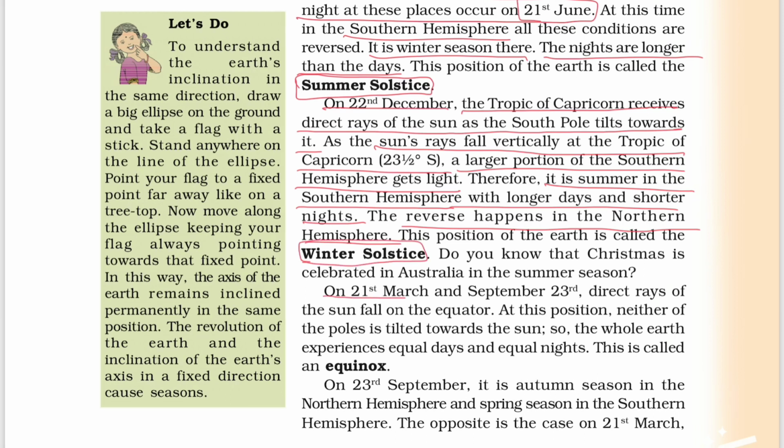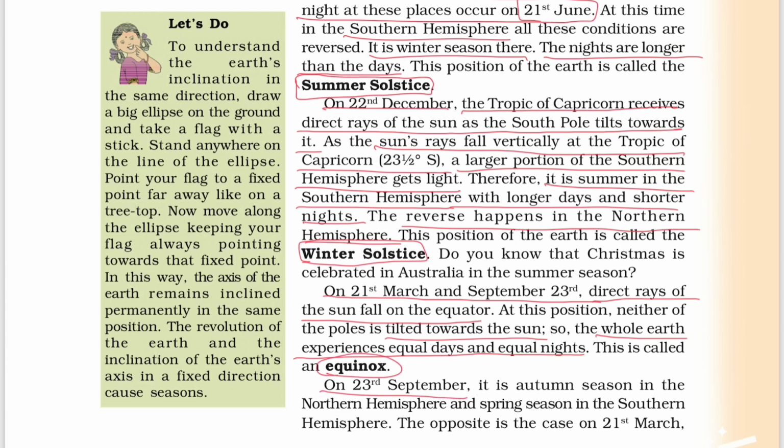Next, on 21st March and 23rd September, direct rays fall on the equator. At this position, neither of the poles is tilted towards the Sun, so the whole Earth experiences equal days and nights. This is called the equinox.